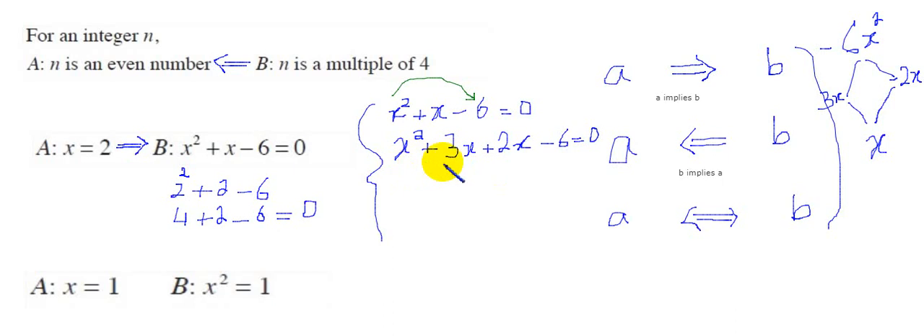So first let's factorize these two. Here x is common, so we will take x as common and we will be left with x plus 3. If we try to factorize these two, here 2 is common because 6 is a multiple of 2. So we'll take 2 as common and we will be left with x minus 3, and then equals 0.